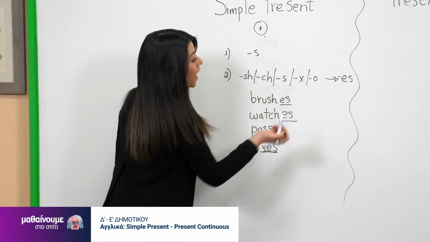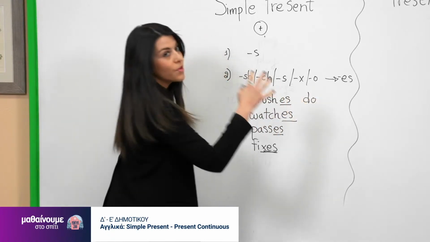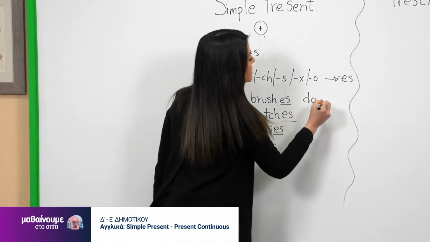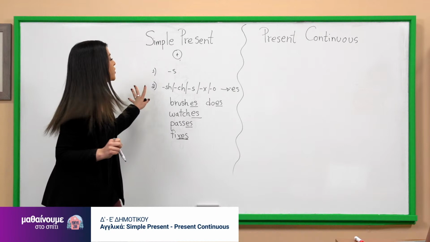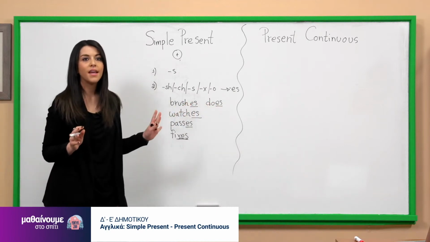Okay? And finally, I do. I do, you do, he, she, it does. So, this is the second basic rule. What we do is we put ES in the end.